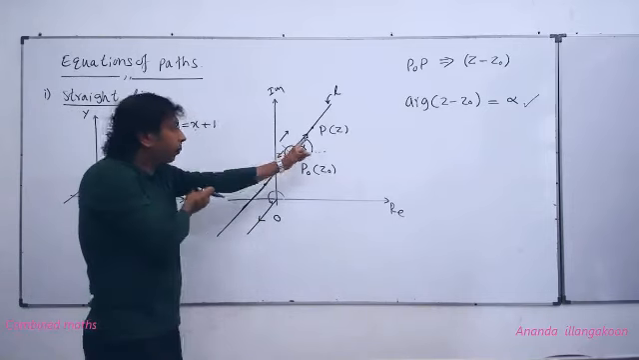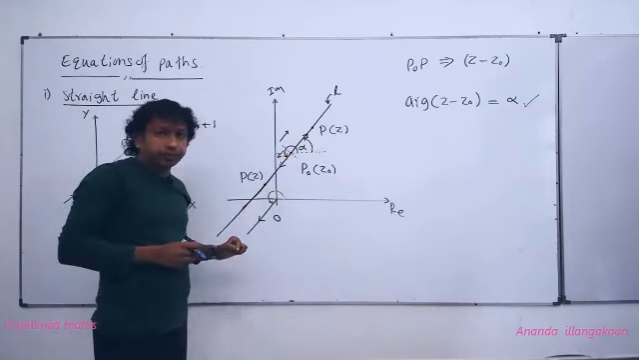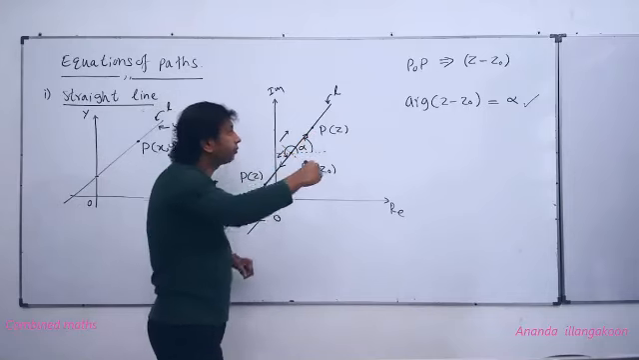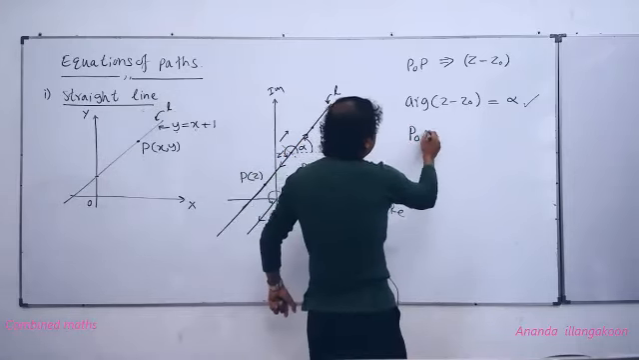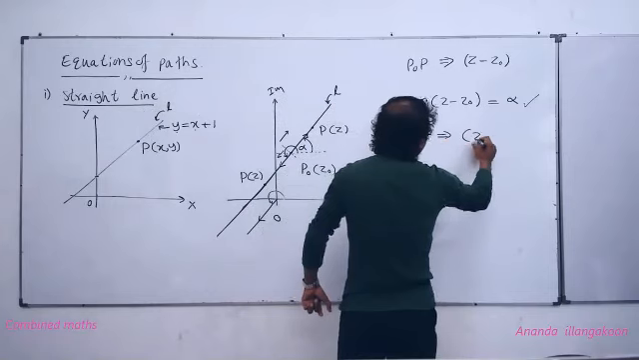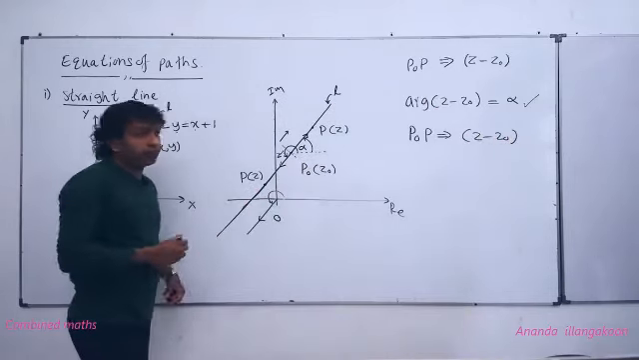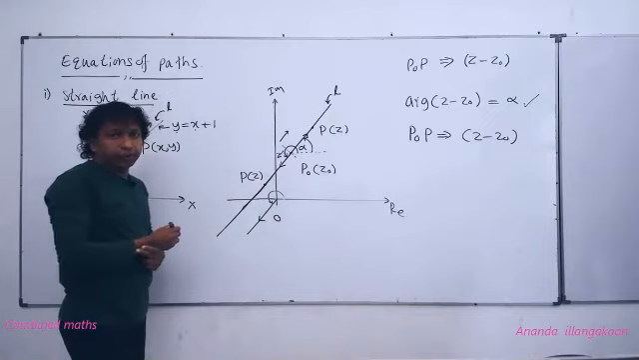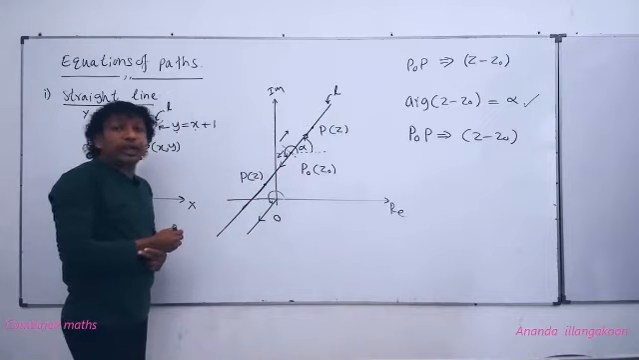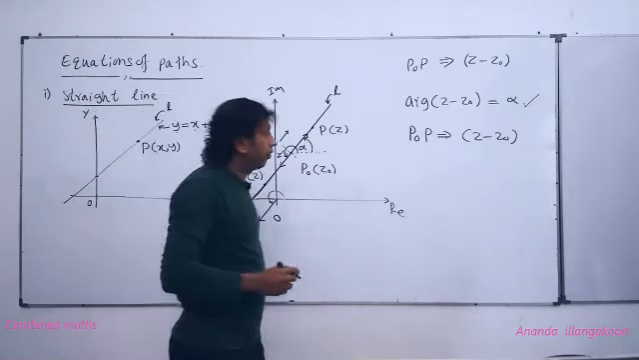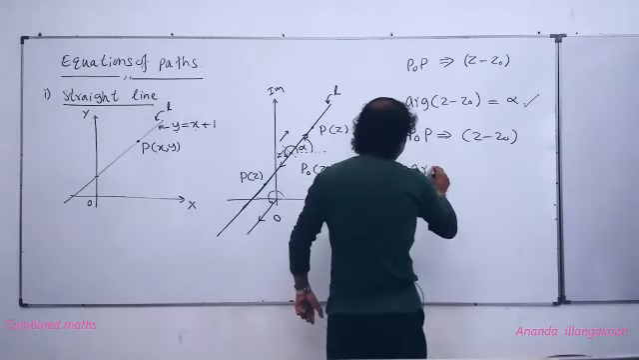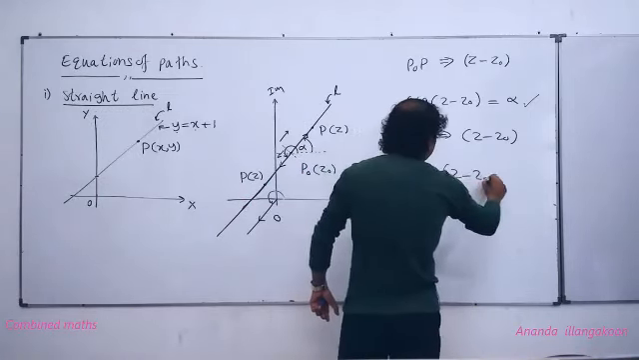Then when this point P lies below this P naught, P naught P still gives the complex number P naught P. But its argument is now not alpha. Arg is pi plus alpha.